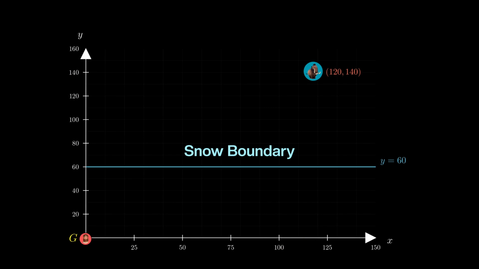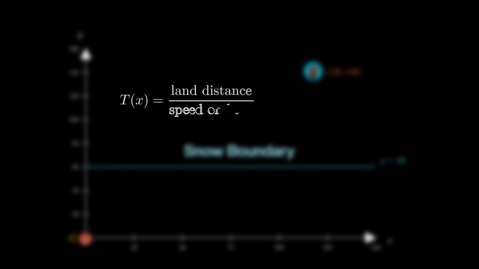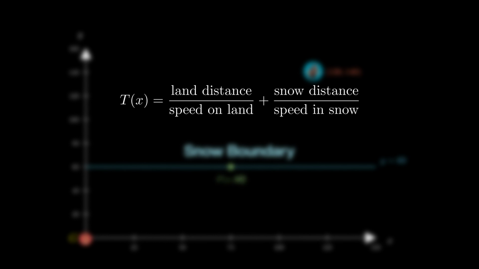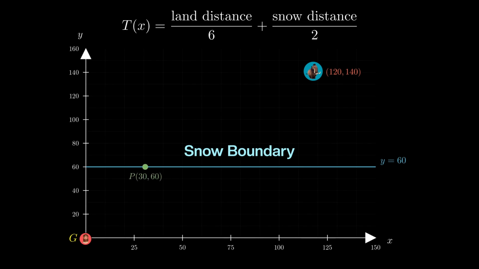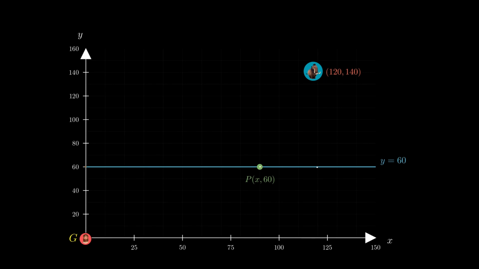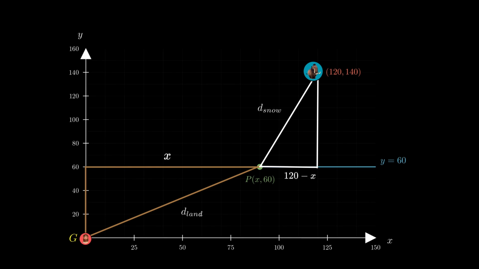Now we need a function for the total time which is dependent on where Grug enters the snow. Let's label this point of entry P(x, 60), where x is a horizontal point of entry for Grug. We can now use the basic speed-time-distance relationship to form T of x. Now, we can find expressions for land distance and snow distance in terms of x through using Pythagoras' theorem, as follows.